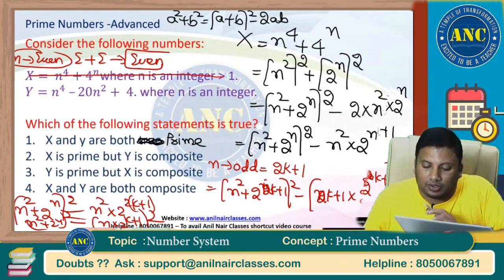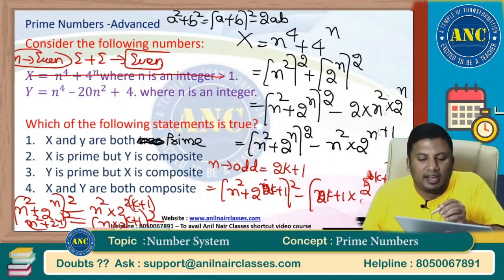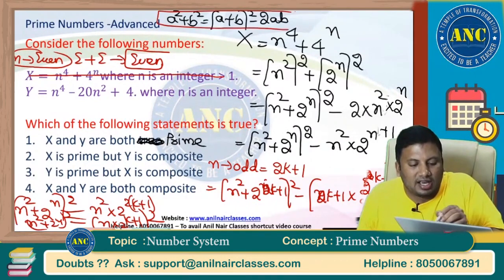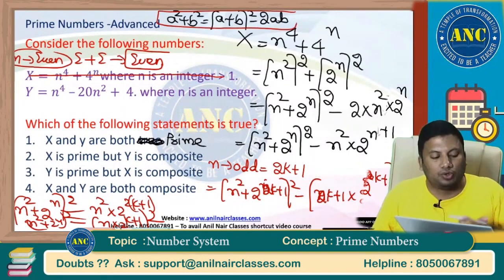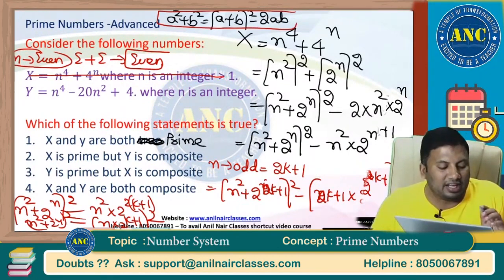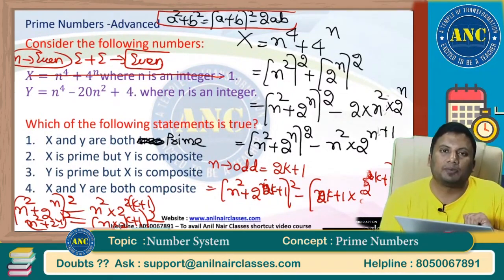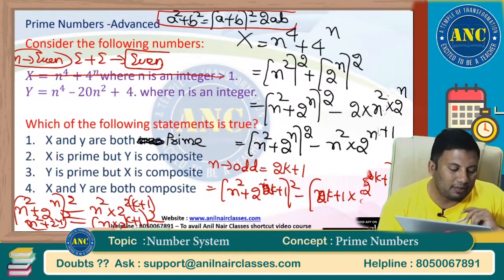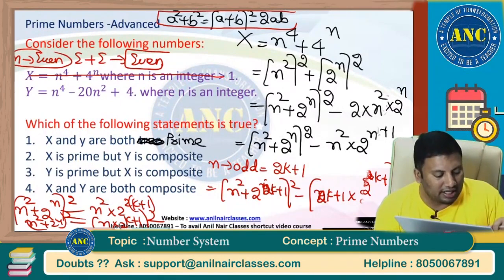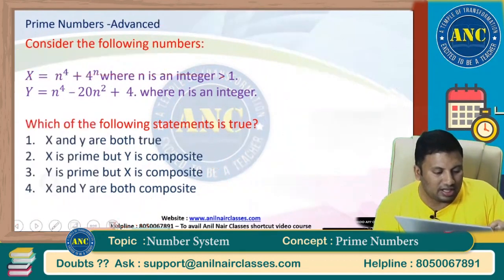N square whole square plus 2 power n whole square. A square plus b square is a plus b whole square minus 2ab. N even, anyway it is not possible. Even plus even. Odd, anyway it results in a plus b into a minus b. None of them is giving me 1. So it is out. Second one, see here.